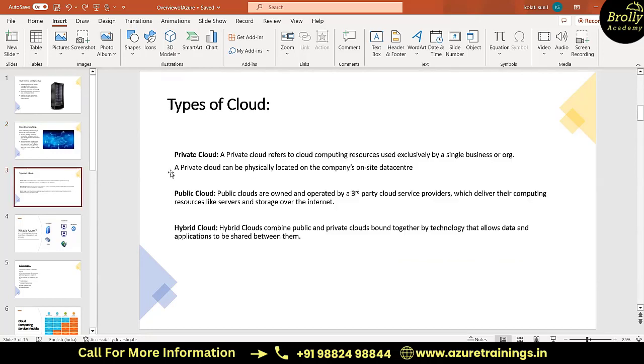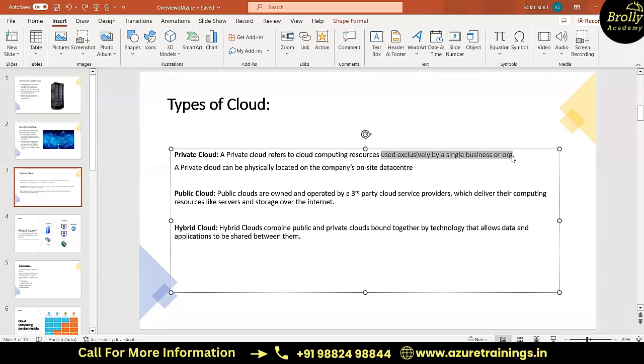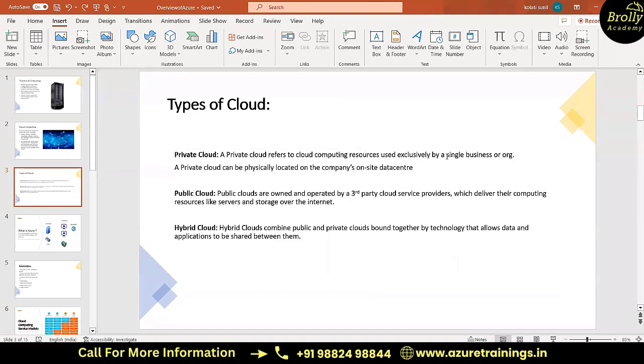And the types of clouds we have already discussed, right? Types of clouds: private cloud, public cloud, and hybrid cloud. Private cloud refers to cloud computing resources used exclusively by a single business or organization, so no one else has authority or control over the applications handled by them. Whereas public clouds are owned and operated by third-party cloud services like AWS or Azure or GCP, which deliver their computing services like servers and storage over the internet. Coming to hybrid cloud, as I mentioned, it's a combination of public and private clouds.